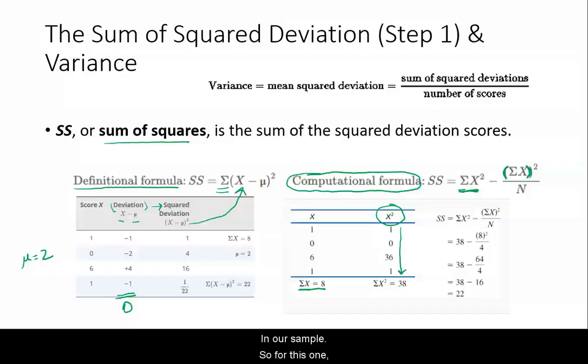So for this one, it shows you here, sigma x squared was 38, so it puts 38 in there. It takes our sigma x, 8, and puts it inside those parentheses. That's an 8. It doesn't really look like an 8, but that's an 8. And then our total number was 4.